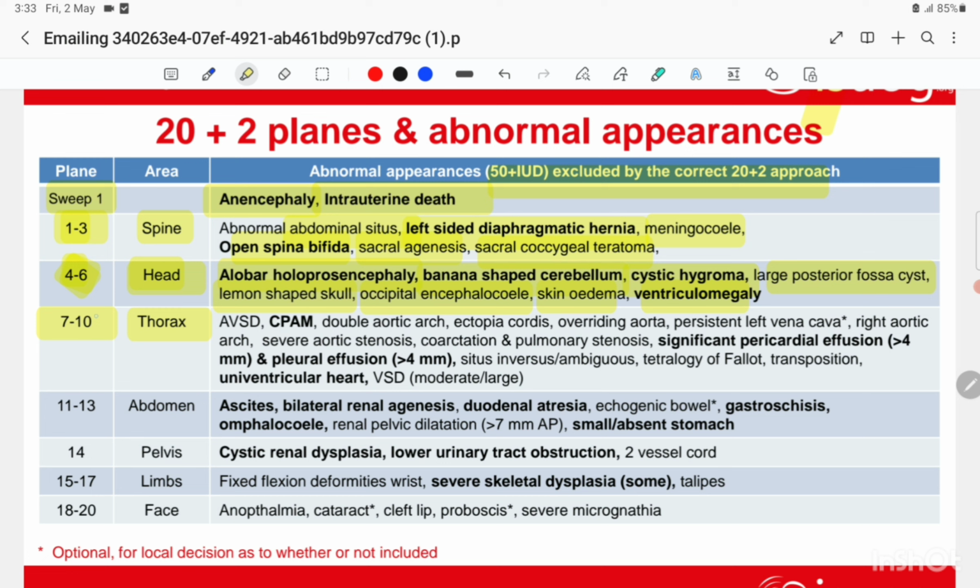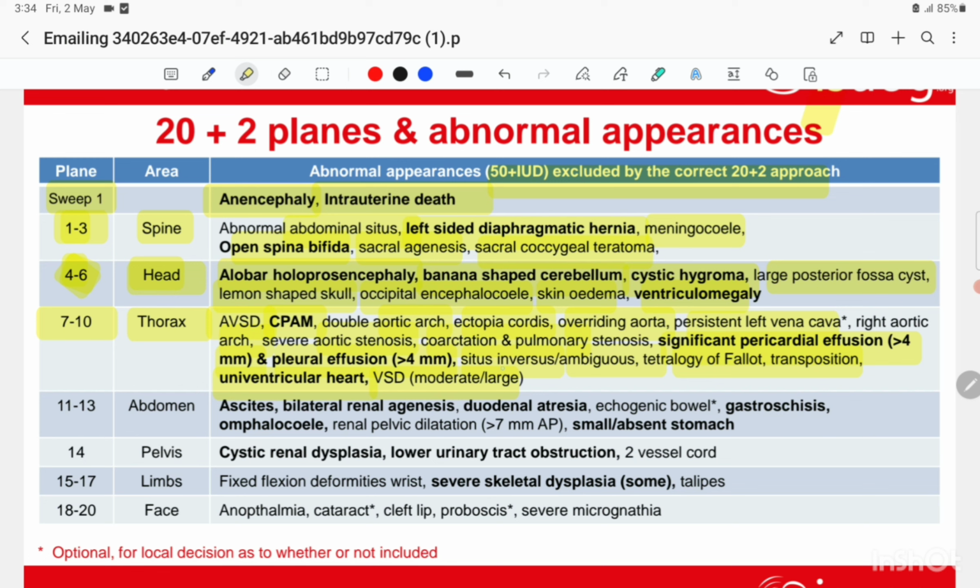Planes 7 to 10: you can see atrioventricular septal defect, CPAM, double aortic arch, ectopic cordis, overriding aorta, persistent left vena cava and right aortic arch, severe aortic stenosis, coarctation, pulmonary stenosis, significant pericardial effusion more than 4 mm, pleural effusions more than 4 mm, situs inversus, ambiguous situs, tetralogy, transposition, univentricular heart, and ventricular septal defect, moderate and large. These are the things you have to exclude.